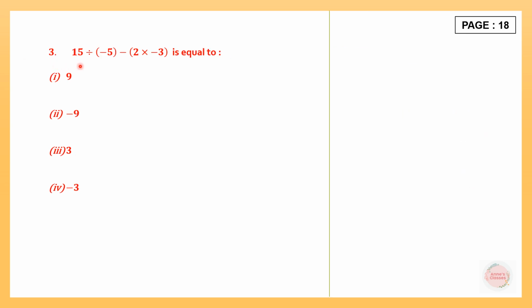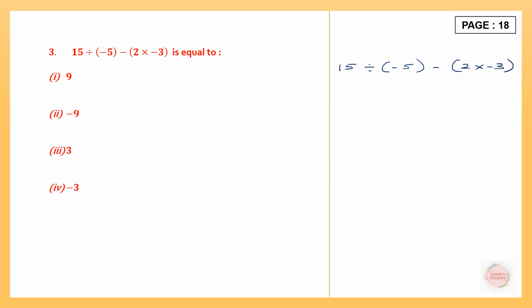Question 3. 15 divided by -5 minus 2 into -3 is equal to which one here? That is our question, and one of these is the answer. So let's work this out here in the working column. So we have 15 divided by -5 minus 2 into -3.